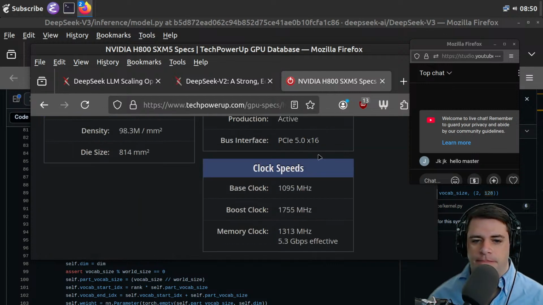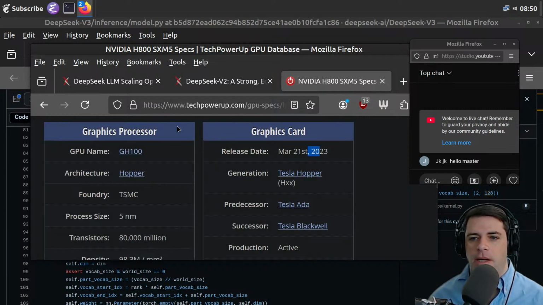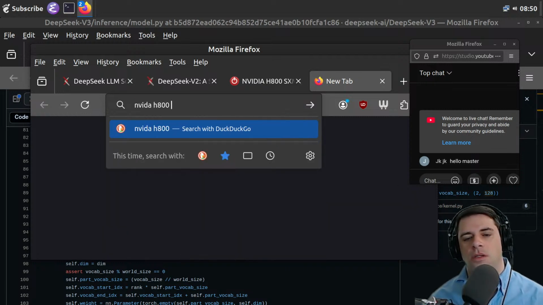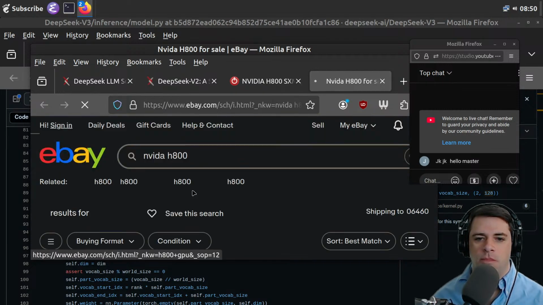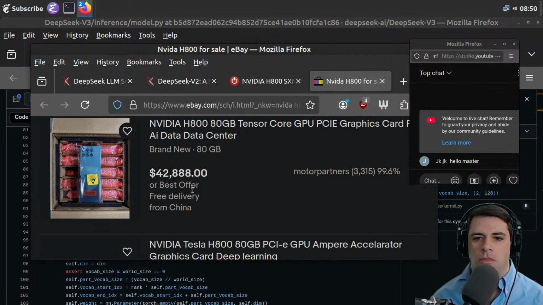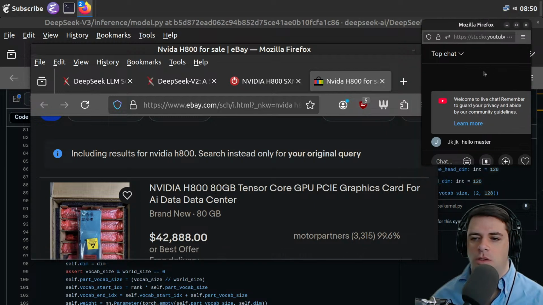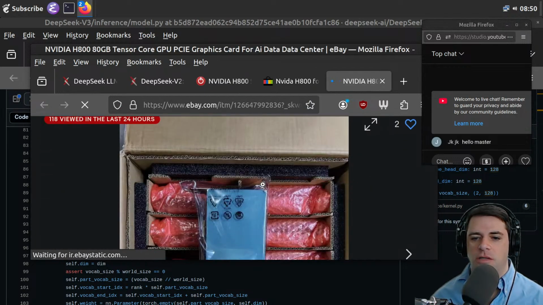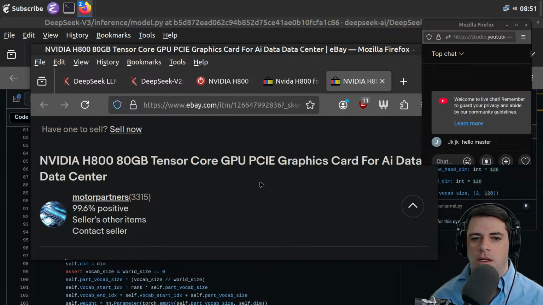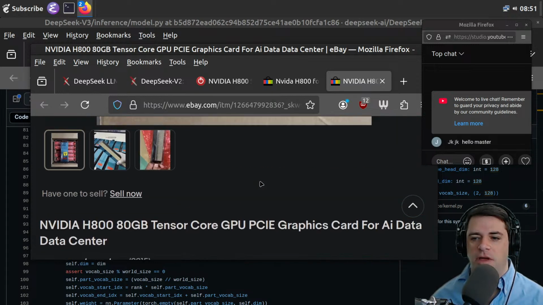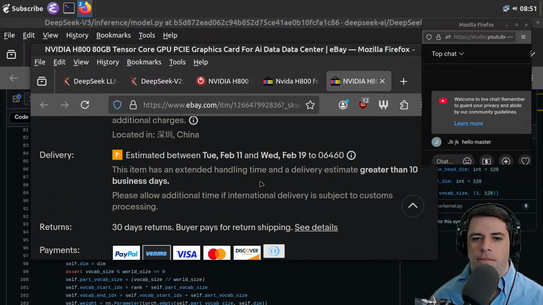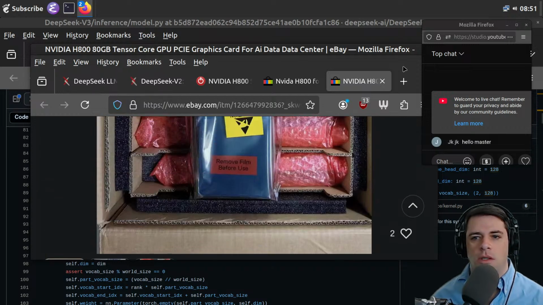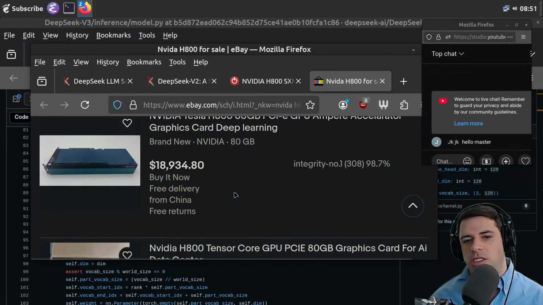Release date 2023. So they've got some. Can I buy one? Maybe on eBay. So it says graphics card, but how many cards come in this lot? At any rate, this is like 42K worth of GPU. So they have access to some decent GPUs at least.